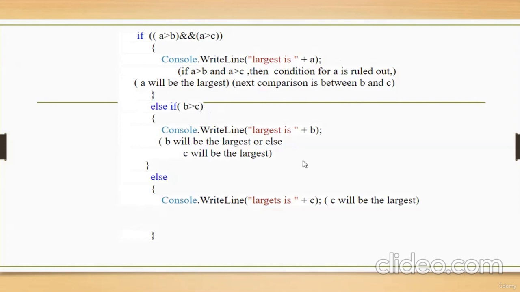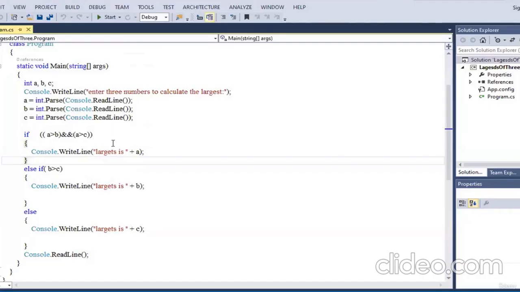So let us visualize the situation with a simple example in Visual Studio Code. We can see that the compiler asks us to enter three numbers by using a label statement: enter three numbers to calculate the largest. With the help of the ReadLine method, the compiler accepts the values, and int.Parse does the implicit conversion. We can use the Convert.ToInt32 method as well. Then if A is greater than B and A is greater than C happens to be true, then A is the largest.